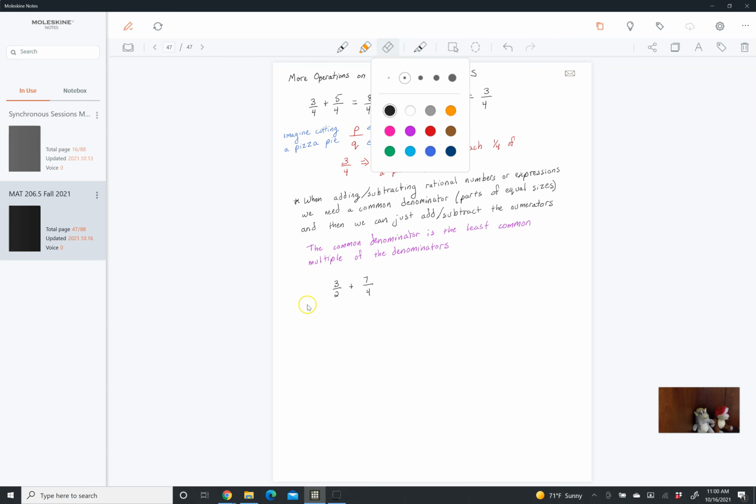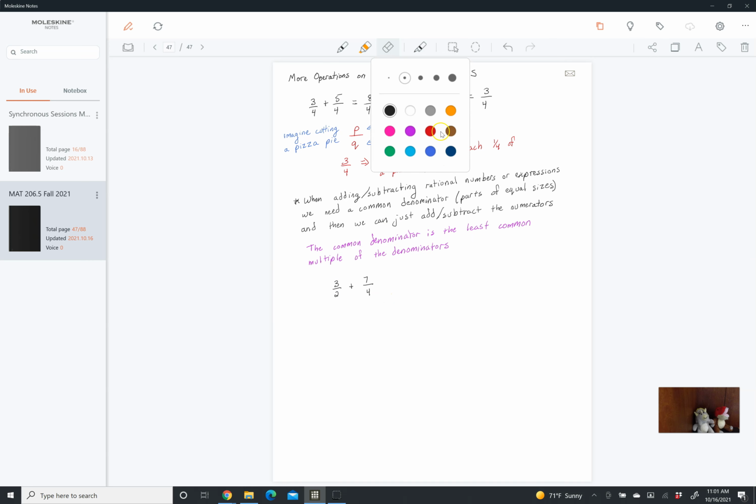We need to figure out how to take the slices and make them all the same size. That's what we're doing with the common denominators. We're taking these slices that are half the size of a pizza pie, and we're making them the same size as these, which are only a quarter of the size of a pizza pie. The way to do that is by using multiples, okay? So 4 is already a multiple of 2. How do we get to 4? Well, 2 times 2 is 4, okay?